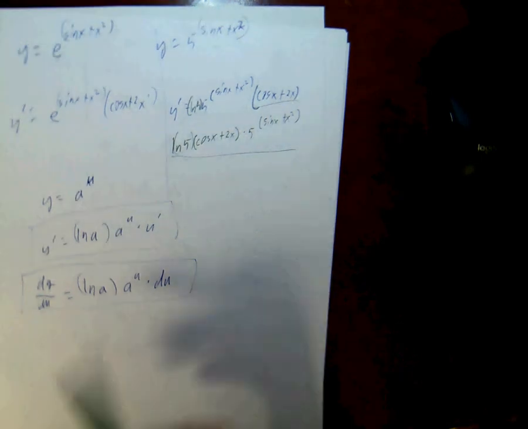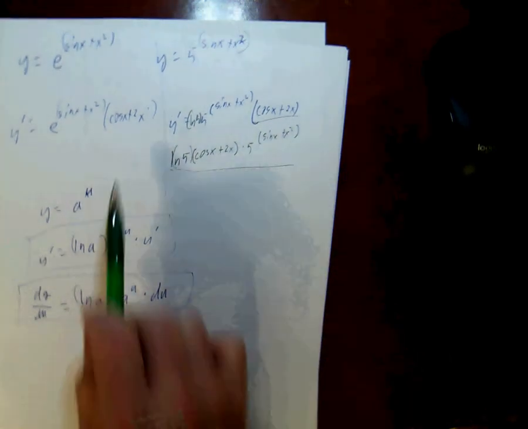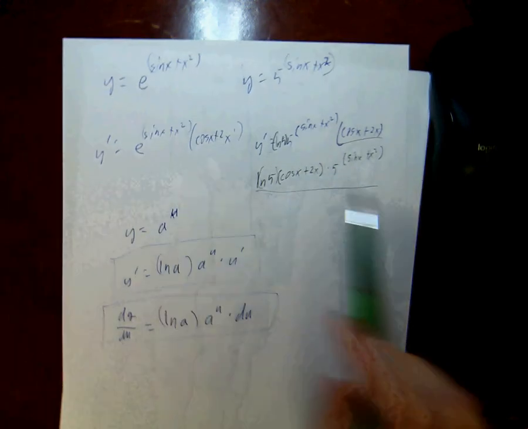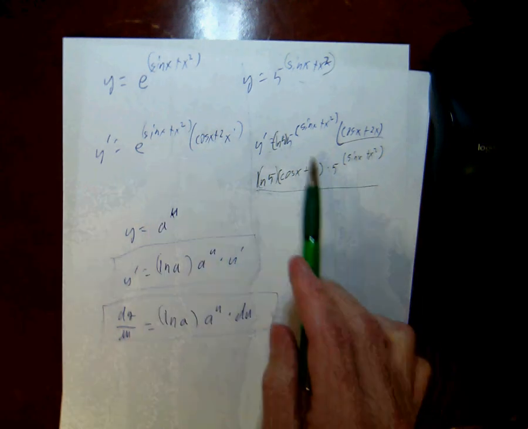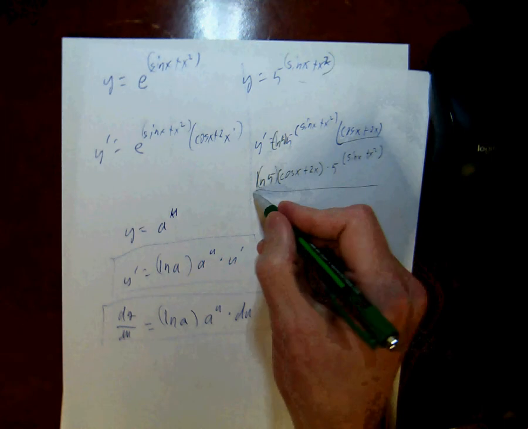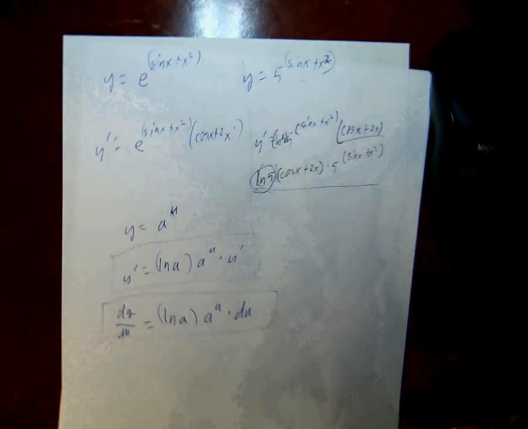I could give you the rule and then start doing examples, but I'd rather you have these two things written out, like you've actually done these two problems. With these two problems, you can see that what you're doing when the base isn't e is the same thing. You just have to remember to stick in that natural log of 5, or natural log of whatever the base is.